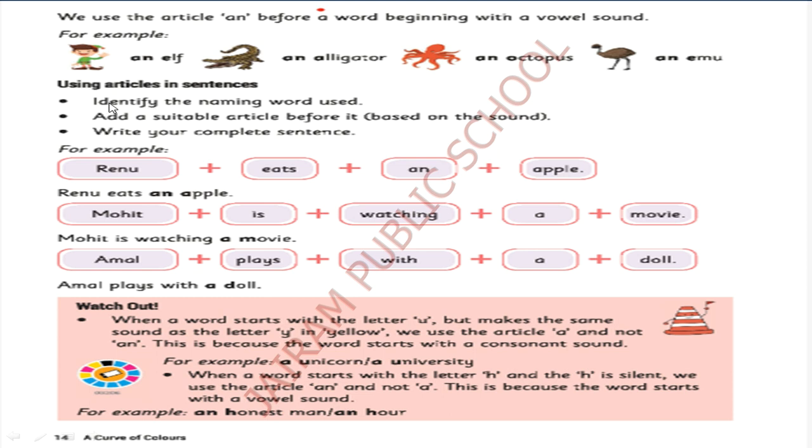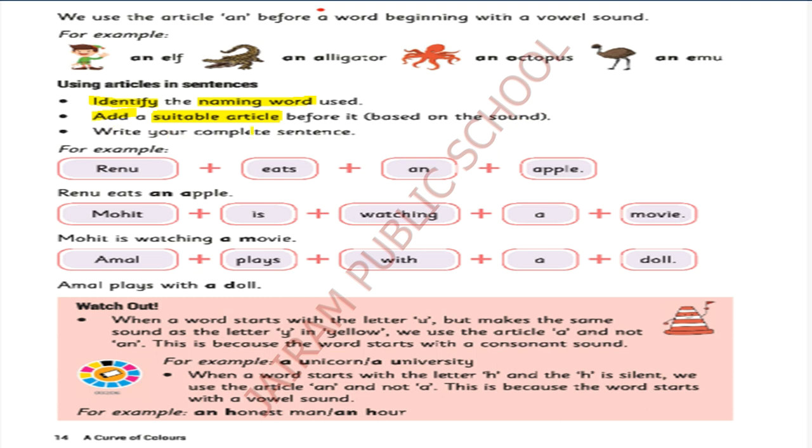Identify the naming words used. First of all, we are going to identify the naming words. Whenever we see a sentence, we have to identify the naming word first. Identify the naming word, then add a suitable article. First, identify whether it is singular or plural. If it is singular, add a suitable article. After identifying whether the naming word starts with a vowel or consonant sound, use the suitable article before it based on the sound.